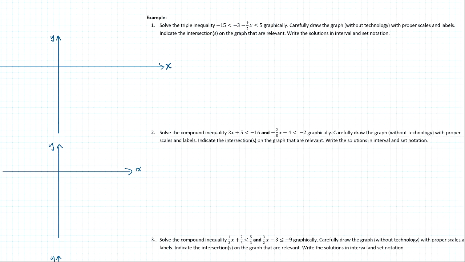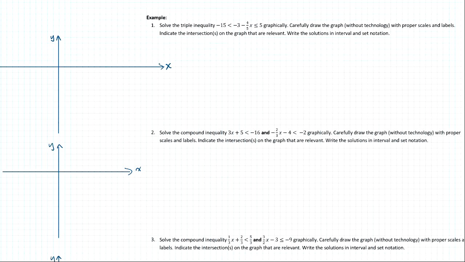In this section, we're going to talk about how to solve compound inequalities graphically. And in particular, we're still going to focus on all three types of compound inequalities. The first type being the three-part inequality or triple inequality. The second type being the inequalities connected by "and". And lastly, we're going to go over how to solve compound inequalities graphically while they're connected by the word "or".